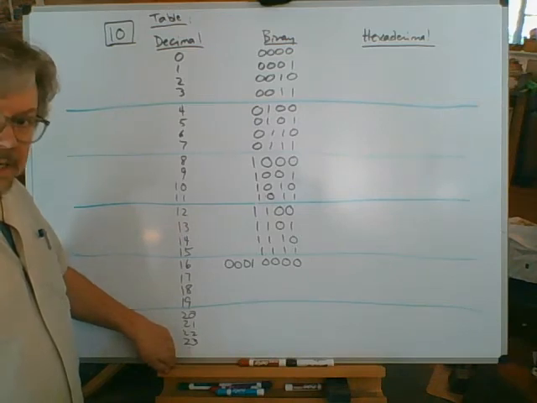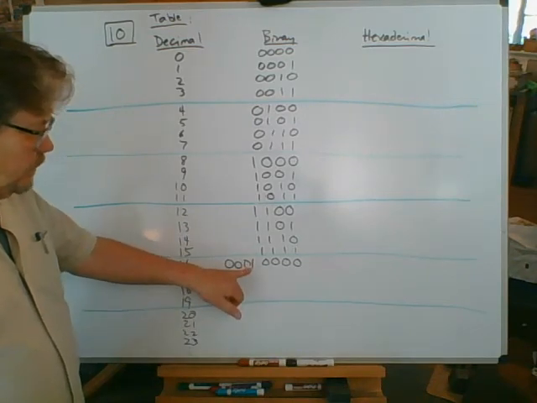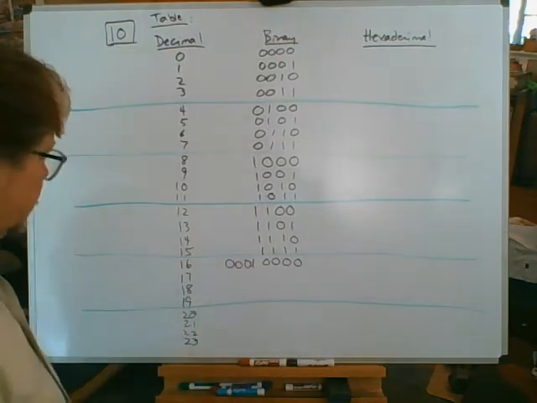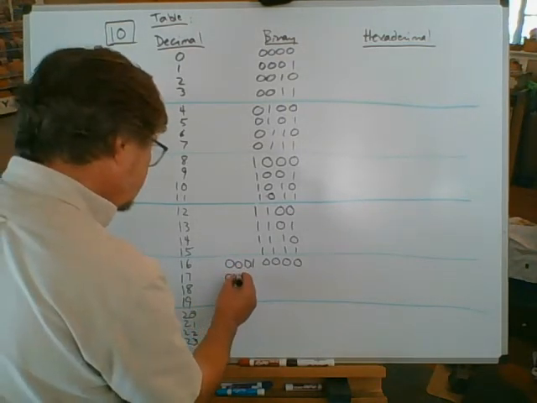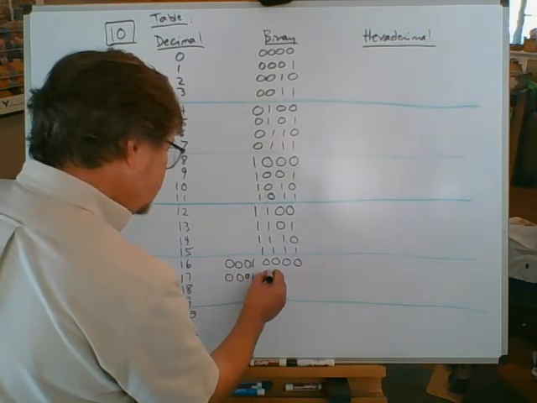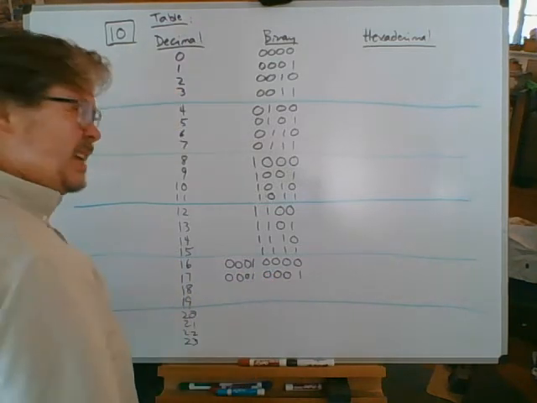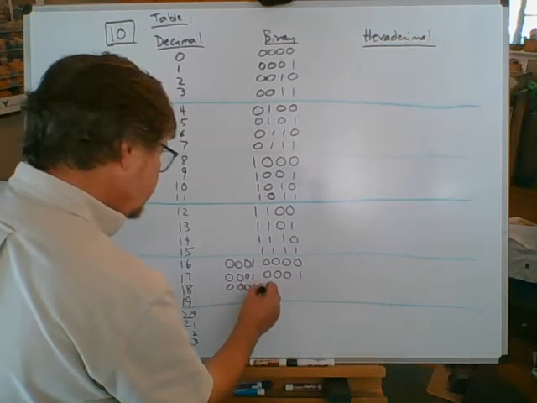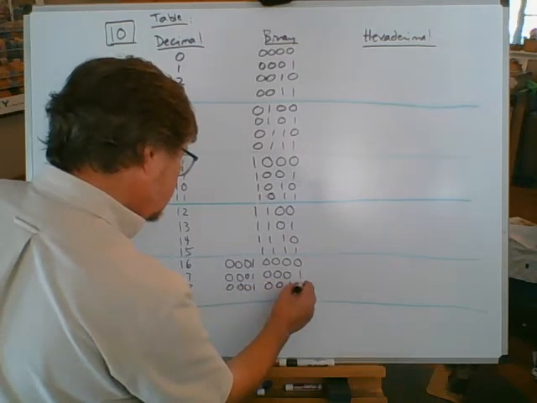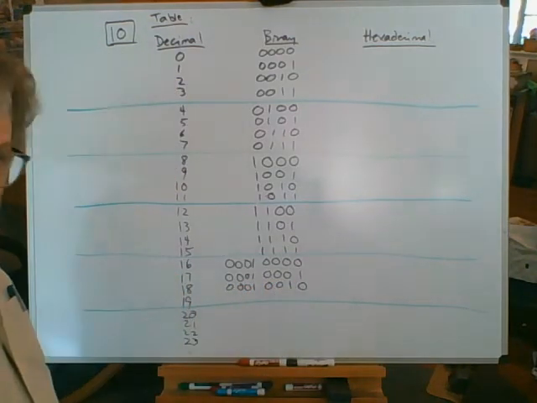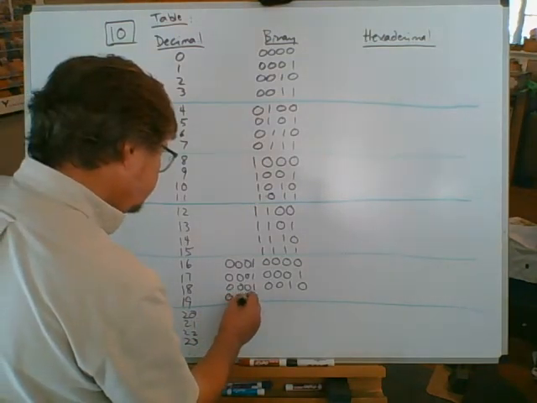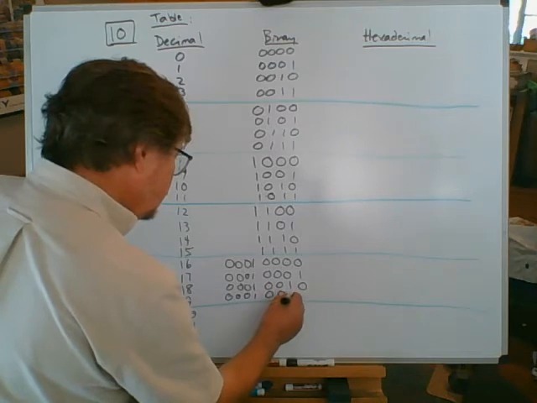0, 0, 0, 1 in 16th place all by itself, and zeros in 8, 4, 2, and 1's place. 17, 0, 0, 0, 1, 0, 0, 0, 1, a 16 plus a 1. 18, 0, 0, 0, 1, 0, 0, 1, 0. 16 plus 2 on the place value chart. 19, 0, 0, 0, 1, 0, 0, 1, 1.